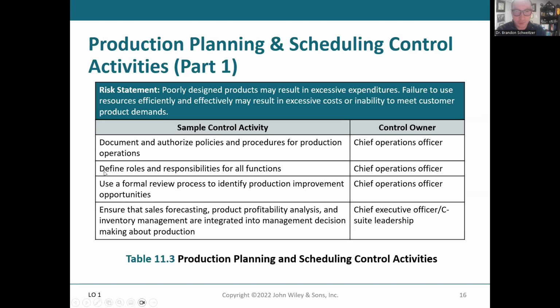So what are the risks associated with using an MPS? If the products are poorly designed, it will result in more expensive expenditures. There's failure to use resources efficiently, which will result in excess costs. One way to think about this is if you have more employees than you actually need, that will result in additional labor cost, which will be ultimately wasted. Or if you are using too much or too little of a resource, that will also have an impact on your overall cost. So how do we mitigate these things from happening?